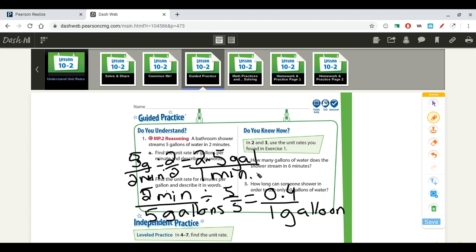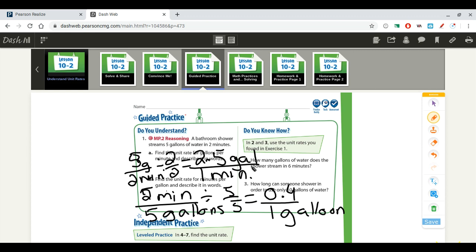So look at the differences in the rates. You do not end up with the same unit rate because here I divided by 5, here I divided by 2. So it's very important when you guys are looking for unit rates to make sure that you are finding the correct unit rate, because if I find the wrong unit rate, I'm going to end up having the wrong answers when I start looking at problems.